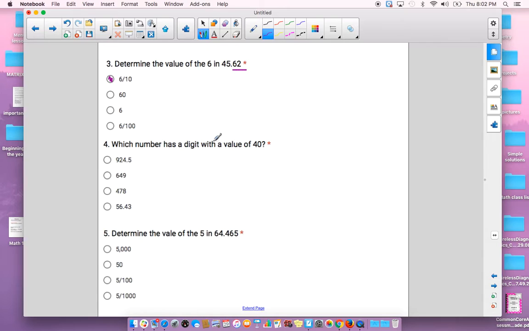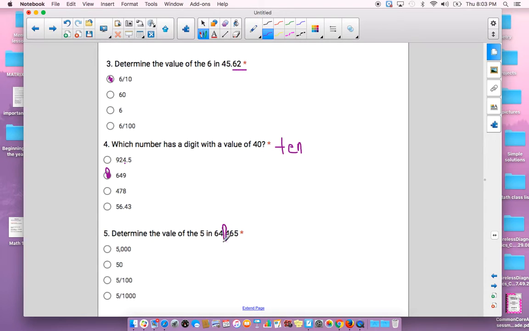number has a digit with the value of 40? So I want to find 40 in my tens column because that would make it 4 in my tens would make it 40. So let's take a look over here. This is in my ones column. This is in my tens column. Okay, I'm circling it. This is in my hundreds column, and this is in my tenths column. So it's 649.